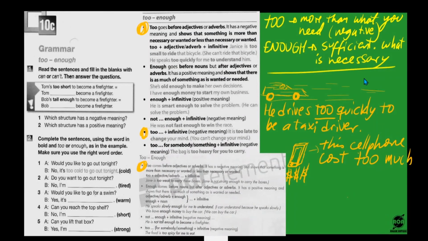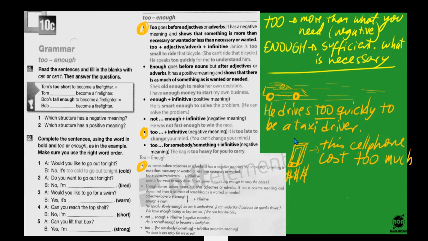So if we move forward, now you can see two examples with adverbs. Since I have a different verb, remember, when I have the verb to be, I need to use adjectives, but if I have another verb, I need to use adverbs. So he drives too quickly to be a taxi driver. You know, if you're a taxi driver, you need to respect the law. So if you drive too fast, it's not possible to be a taxi driver.